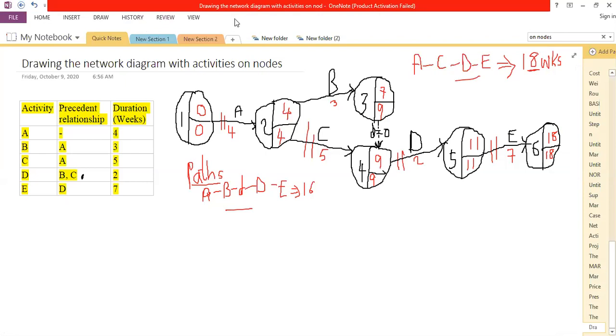Okay, so this was not our today's coverage, but I wanted us to use it as an example to make a quick summary of what we have already done. And I want us to compare this particular method of drawing the network diagram with the activities on the arrows, with now having the activities drawn on the node. So how do we draw the network with the activities on the node?